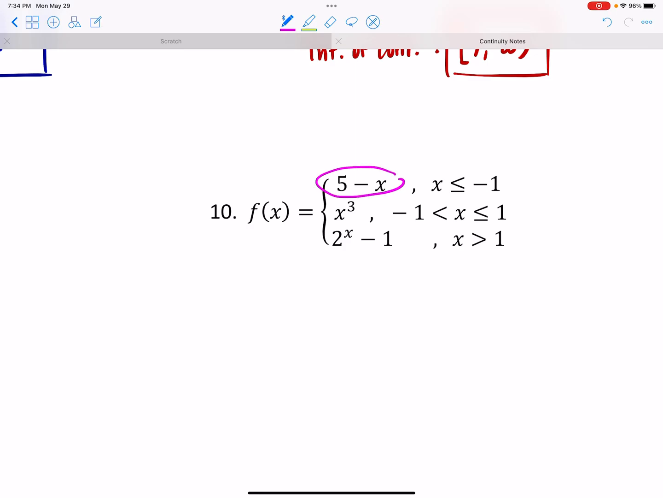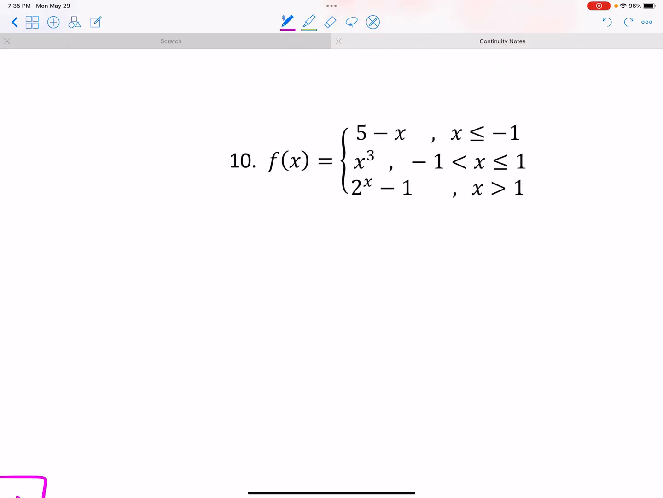So this is a polynomial, it's continuous, this is a polynomial, it's continuous, and this is an exponential function, all continuous pieces. But do they pick up where one left off? So do they connect if we put all 3 of the pieces together? So let's evaluate this function at each of these boundaries. I think that's the word I was looking for earlier. So let's plug -1 into this function.